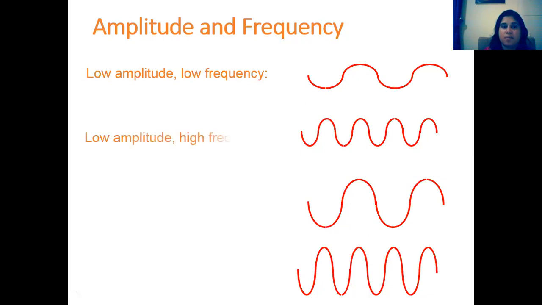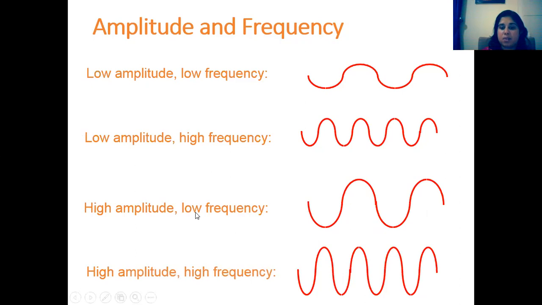Let's see. Low amplitude because the distance from the center to the crest or the trough is low. High frequency, as I told you: one vibration, two vibrations, three vibrations. High amplitude because you can see the distance now is more. And low frequency because only one vibration. And number 4 is high amplitude and high frequency.